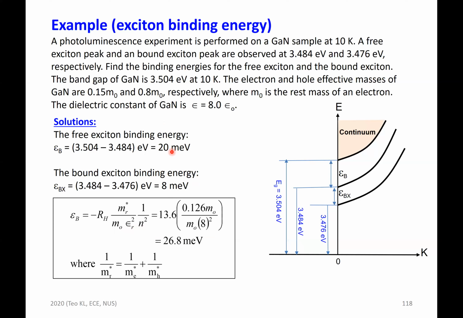Now, remember that when we calculate the exciton binding energy, we solve the Schrodinger equation by using the hydrogenic model. So you may expect a slight deviation of the binding energy from the experimental result. For analytical calculation for this course, we can calculate using this formula for the binding energy of the exciton.